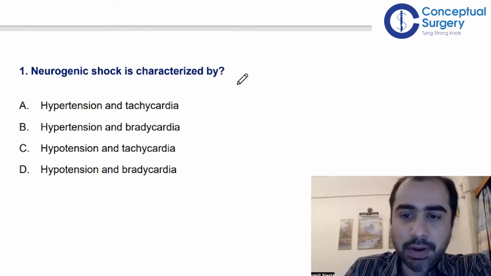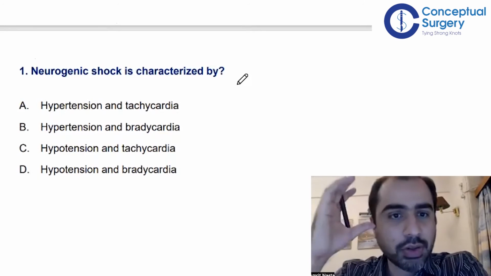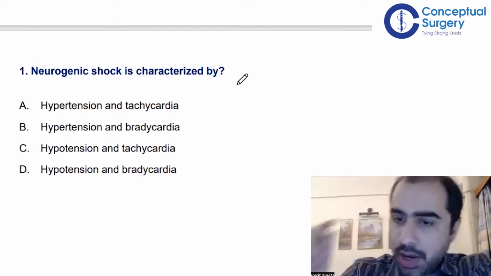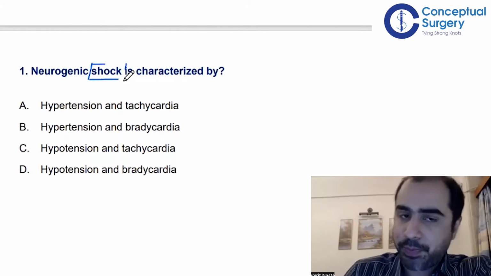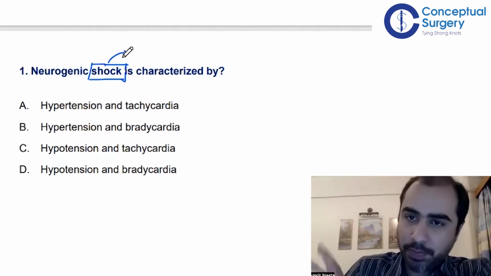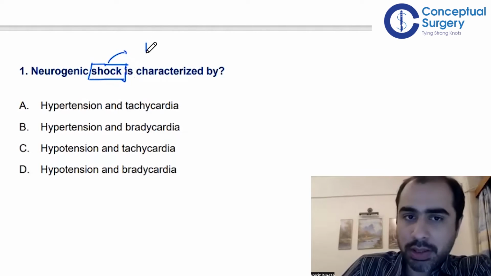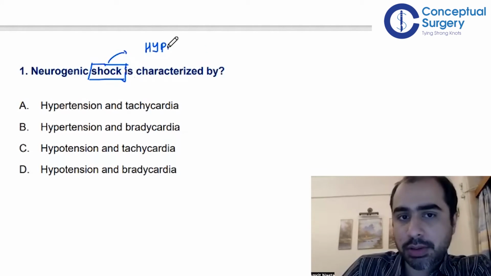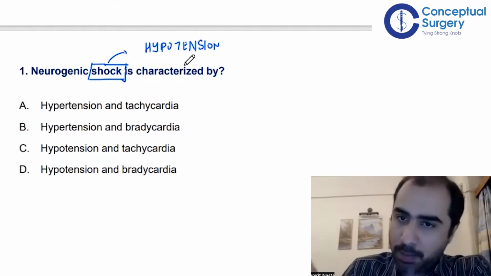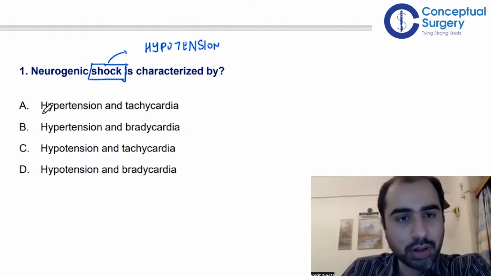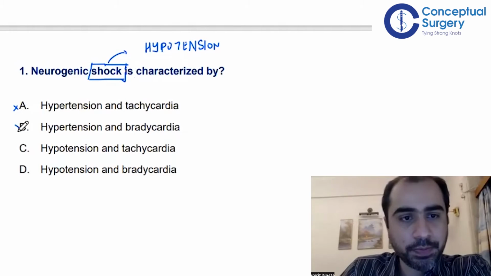Let's keep it simple. When we get these kind of questions, let's not rack our brains too much and make a mess of it. When you see the word shock, okay, simple principle, the word shock in one word is always going to be hypotension. Okay, and then you know there are various types of shocks. But when I say shock, there has to be hypotension. That's when I call it shock. So A and B are gone.